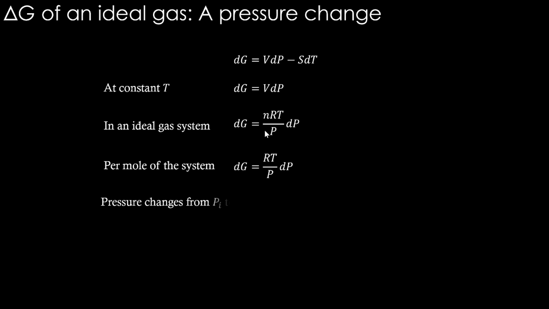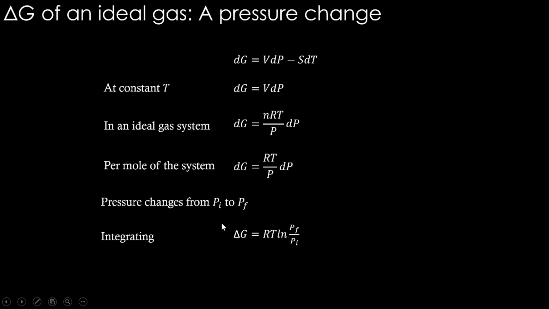Now if we integrate it between these pressure changes, from some initial pressure to final pressure, that's what we are saying. An ideal gas undergoes a pressure change, P initial to P final. So we can figure out the total Gibbs energy change when the pressure changes for an ideal gas of 1 mole, which is RT natural log of P final by P initial.